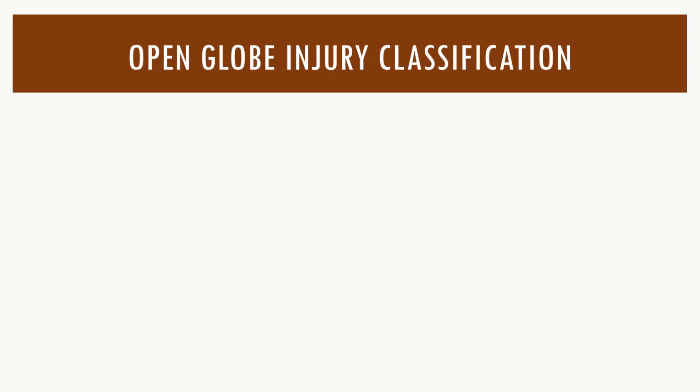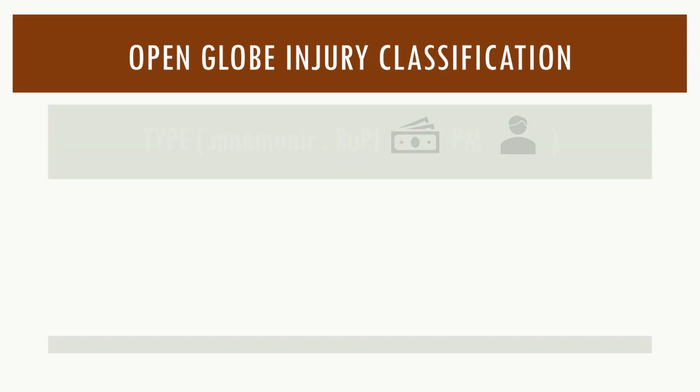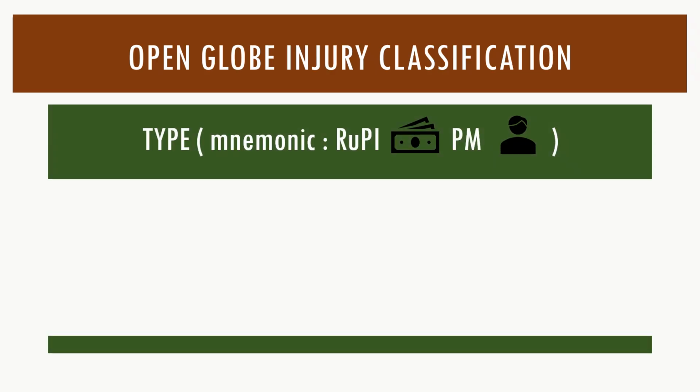First, let's discuss open globe injury classification. An open globe injury means there is a full thickness wound of the eye wall, which includes the cornea or sclera. To remember the types of open globe injuries, we can use the mnemonic RUPI PM. RUPI as in money, PM as in Prime Minister.